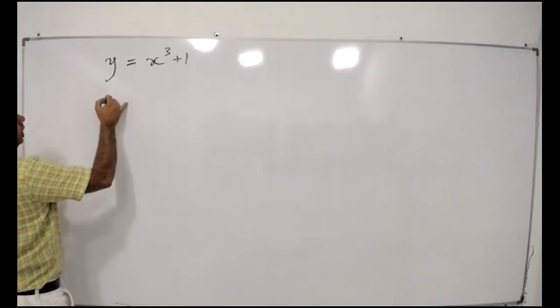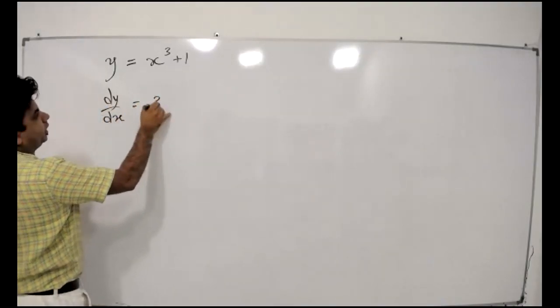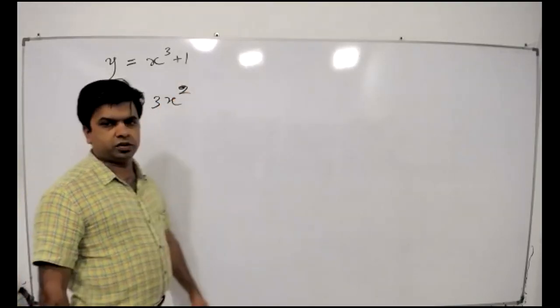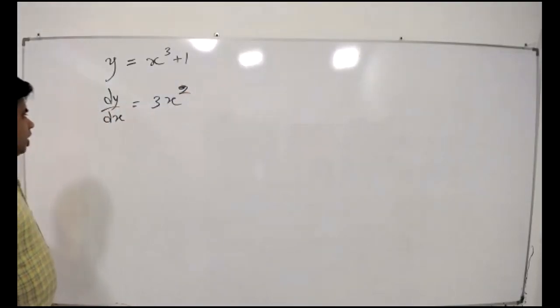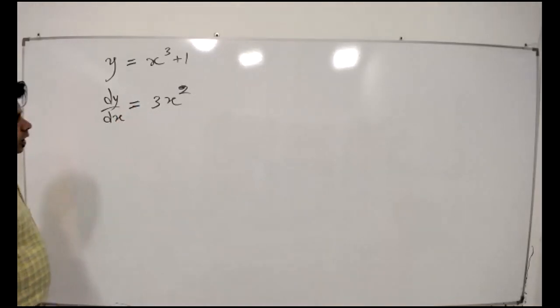Anyway, if you take dy by dx, what is dy by dx here? 3x squared. So you know that this is the gradient function. dy by dx equals 3x squared. 3x squared is the gradient function.